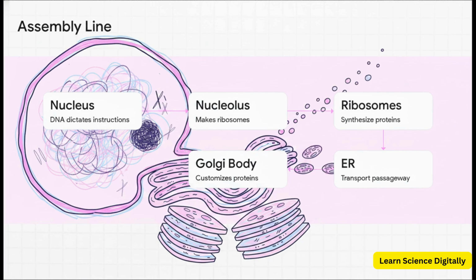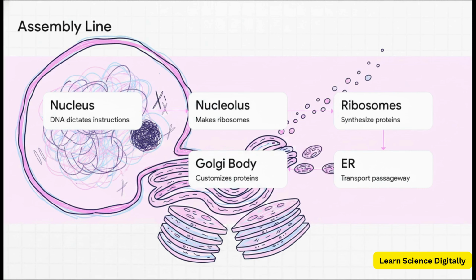Inside that nucleus is a smaller, dense structure called the nucleolus, and its job is to manufacture ribosomes. Now for step 3. Those newly made ribosomes leave the nucleus, float out into the cytoplasm, and get right to work synthesizing, or making, proteins. Step 4. These proteins move into a membrane-enclosed passageway called the endoplasmic reticulum, or ER for short, for transport.